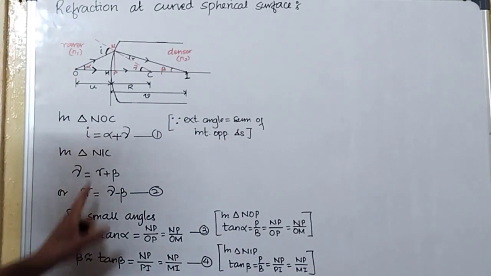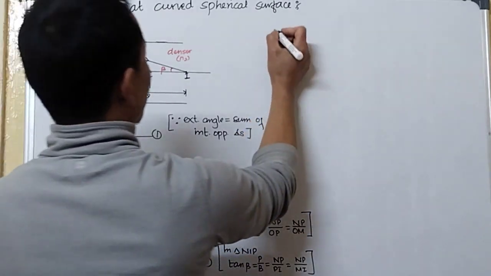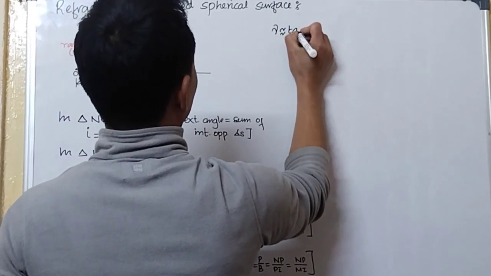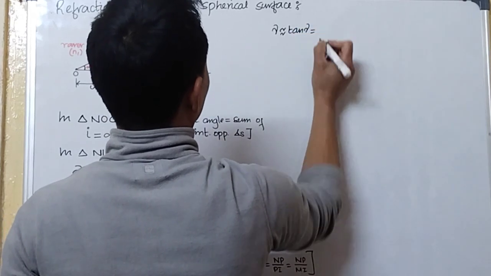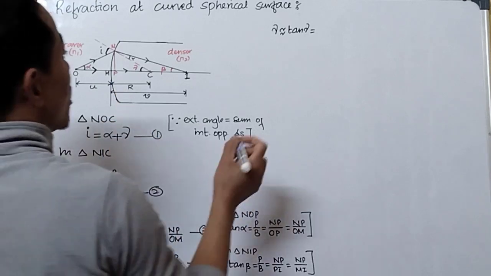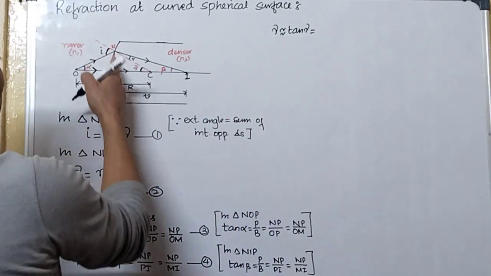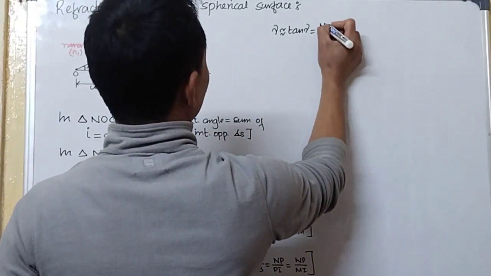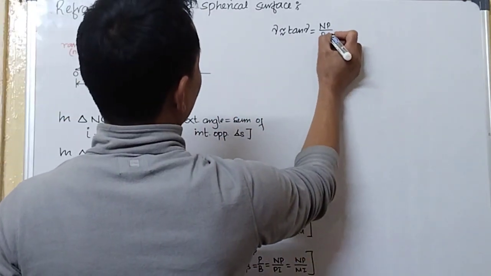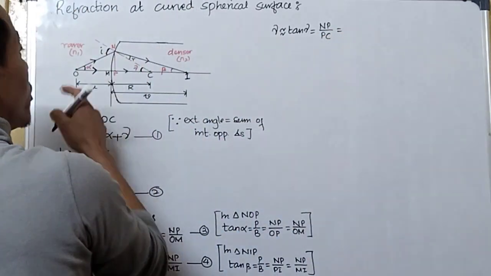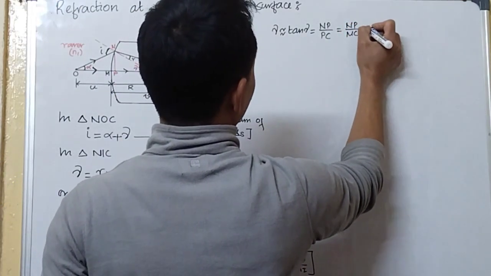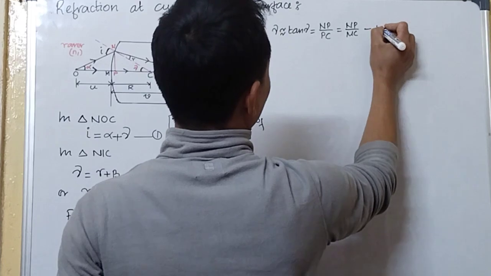Now we need to find the value of tan of gamma. So for that again, we will write gamma nearly equal to tan of gamma equals to, so for this we'll take the triangle NCP. If you take the triangle NCP, again NP is your perpendicular and PC is your base. Now since P and M are close to each other, we can write this as NP divided by MC. Let this be equation number 5.